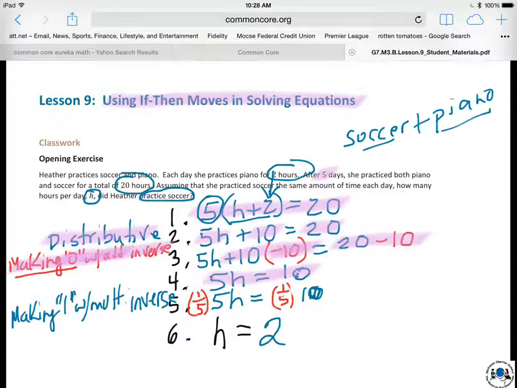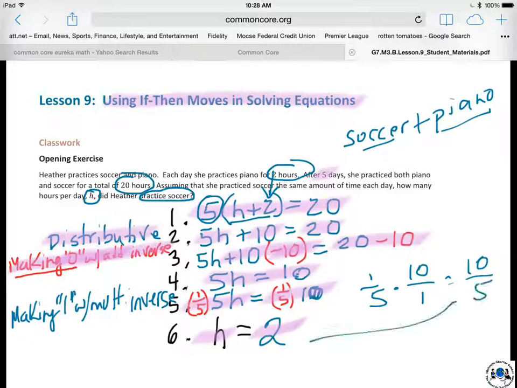So we multiply both sides by 1/5, because 1/5 times the 5h is going to give us h. Then 1/5 times 10 is 2. And again, hopefully you can do that. Just go like this. A lot of you are doing this very well. Very proud of you. 10 over 5, which equals 2. So h equals 2, which is a no-brainer if you want to do it from the beginning.